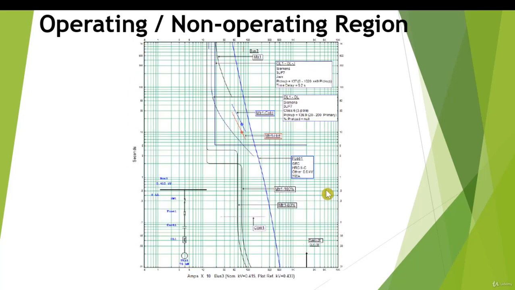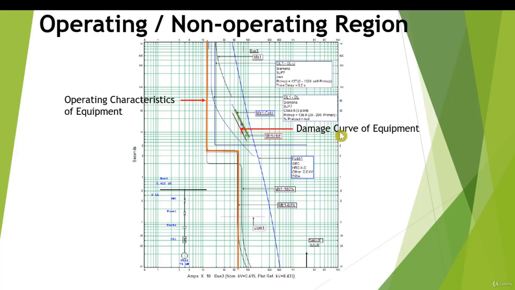This view shows the time current characteristic in ETAP software, where the characteristics of relay, equipments etc. are plotted. This line shows the operating characteristics of equipment, which is in this case the starting curve of induction motor. These two lines show the damage curve of equipment, which is hot start and cold start rotor damage curve. So while applying the protection to the equipment, it should be set above the operating characteristic and below the damage point of the equipment.